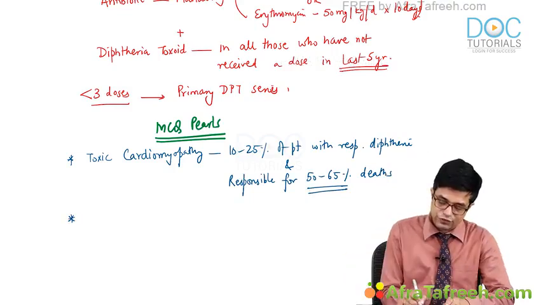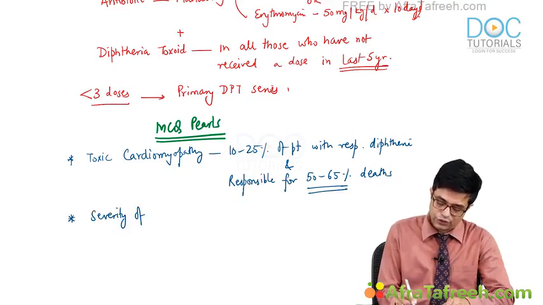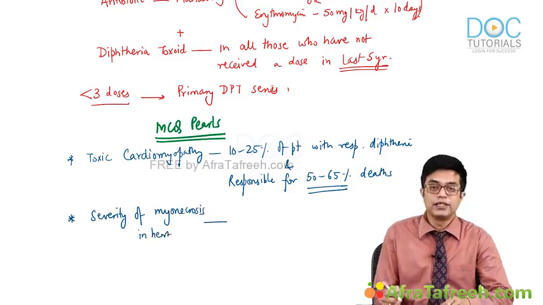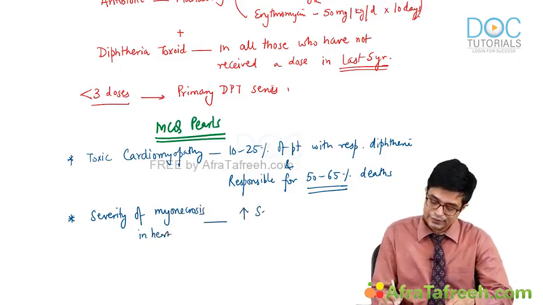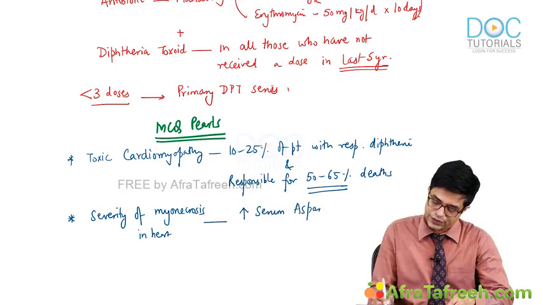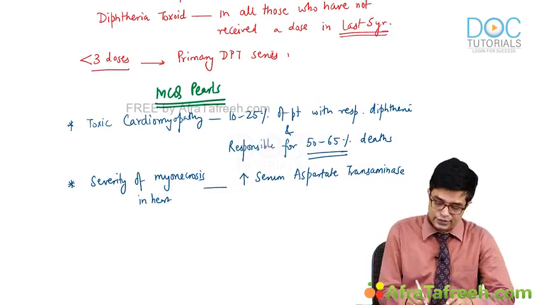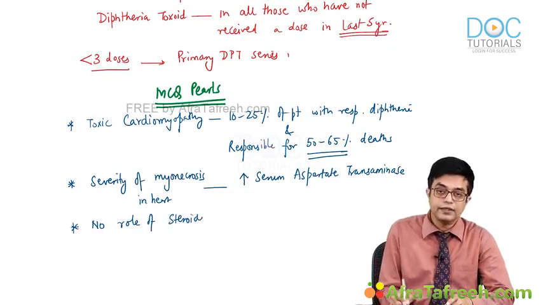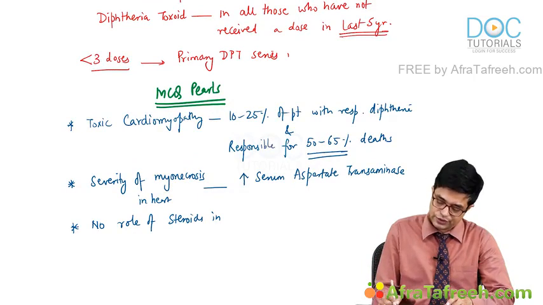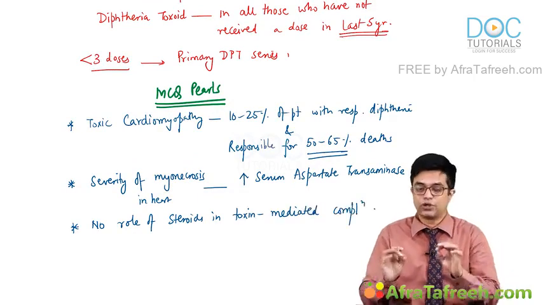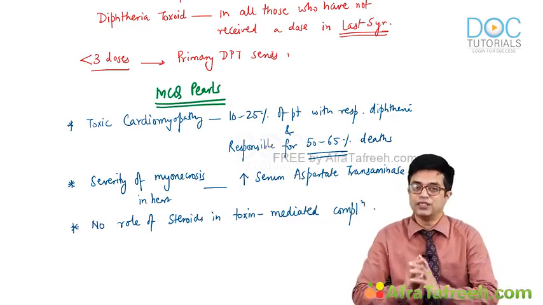Second, the severity of cardiac toxicity or myonecrosis in the heart is directly correlated with elevation of serum aspartate transaminase. So if serum aspartate transaminase is highly elevated, it indicates severe myonecrosis occurring in the heart. And thirdly, there is no role of corticosteroids in the toxin mediated complications. So these are the 3 points that you should remember. This finishes the topic of diphtheria in our discussion.